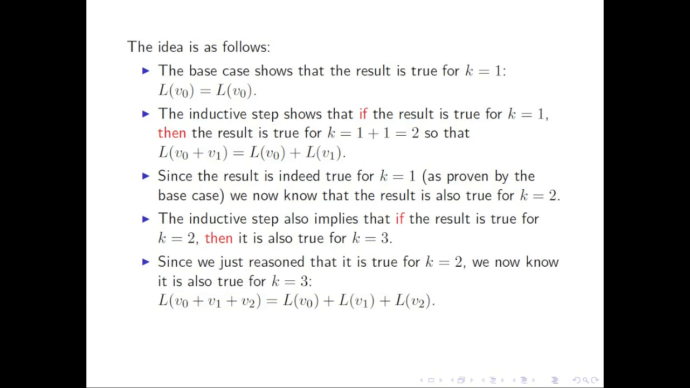Since we just reasoned that it's true for k equals 2, we now know that it's also true for k equals 3. So L of v0 plus v1 plus v2 is the same as L of v0 plus L of v1 plus L of v2. And you can continue this for all n, and therefore we know it's true no matter how many vectors we add together.